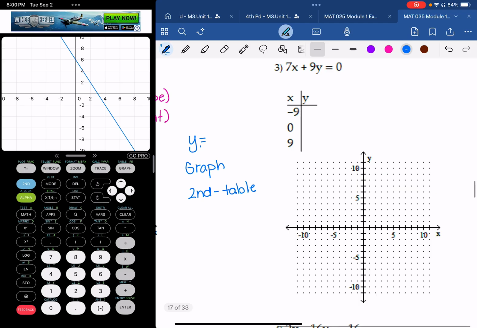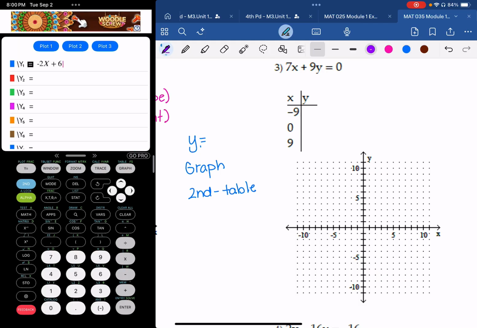Number 3. So again, this one's a little bit different because it's not in y equals, but that's always going to be our first step. So if we are going to use our calculator, especially if you look, it says y equals. That means we have to have it in y equals. So that means that we're going to come in and we're going to solve for y. Okay, so our first step, we're going to subtract 7x from both sides.